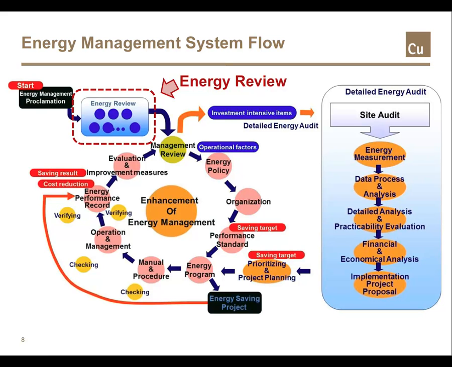Here is the energy management system flow in detail. Energy management commences with the top management proclaiming its commitment to improved energy performance using a suitable management system and proclaiming that it considers energy management as essential to the organization's sustainable business development. Next, the top management establishes an energy policy and organizes an energy review to identify the organization's energy conservation opportunities.